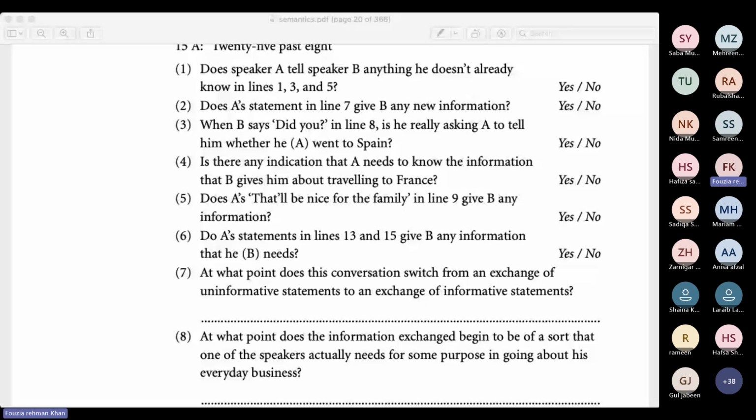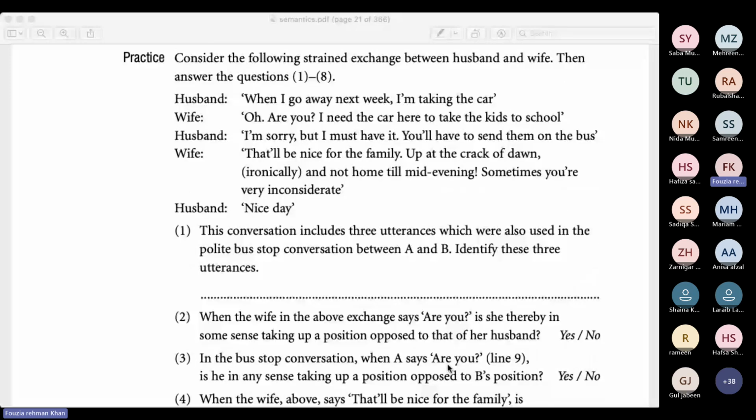Practice. Consider the following strained exchange between husband and wife, then answer the question. What do you mean by strained? Very, very quickly, get to your chat box and answer this question. What is strained? You need to understand the different meanings of different words in a conversation so that we can have an idea. Strained also makes a context, right? That is why I'm interested to know the meaning of strained in the context that is being given to you.